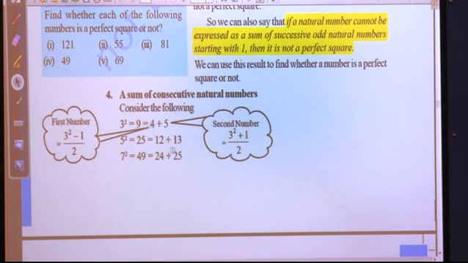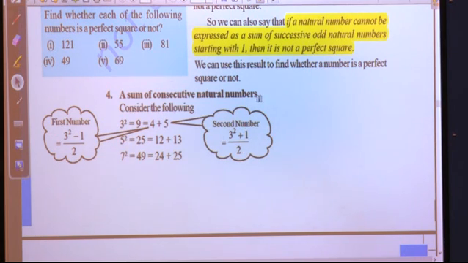Okay. A sum of consecutive natural numbers. 3 squared is equal to 9, which is equal to 4 plus 5. What is 4? It is (3 squared minus 1) upon 2. 3 squared is 9. 9 minus 1 is 8. 8 upon 2 is 4. The second number, 5, is (3 squared plus 1) upon 2. 3 squared is 9. 9 plus 1 is 10. 10 upon 2 is 5.